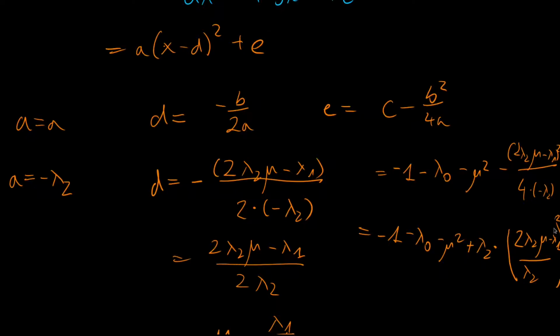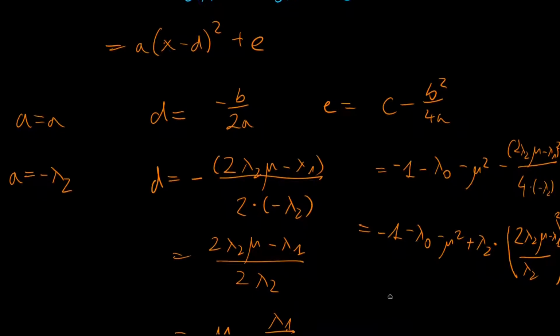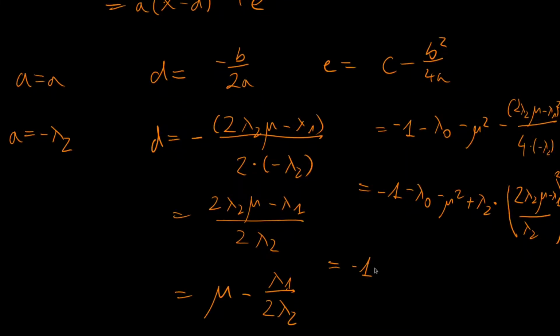And I see, well, this is a little cut off. I'm really sorry for this, so I'll move it a little bit more to the left. And then we get -1 minus lambda 0 minus mu squared plus lambda 2 times, and then in brackets we're getting the same as we have here, which is nothing else than mu minus lambda 1 over 2 lambda 2, because I forgot the 2 here, because 2 squared is 4, then it makes sense. And surely a closing bracket.